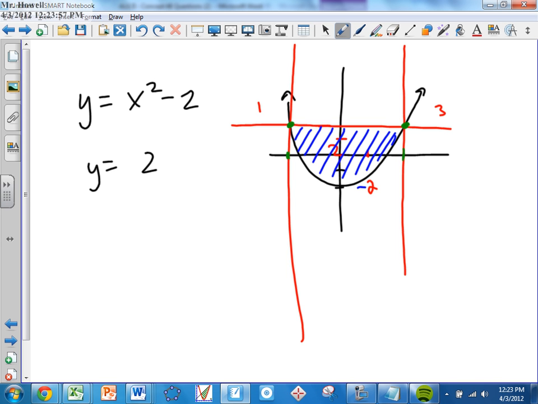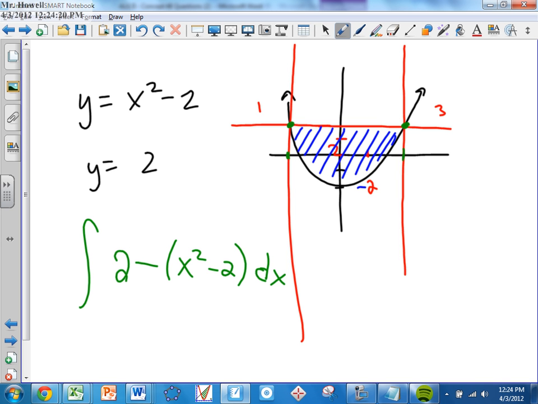So when I do the integral of the upper function minus the lower function, again, remember I have to do the integral of the upper minus the lower. Upper is 2. That's the horizontal line. The lower is x squared minus 2. But I need to know my limits of integration. So from where to where? As Christian said, we want the x coordinates of the intersection.